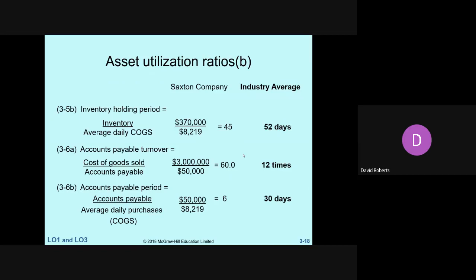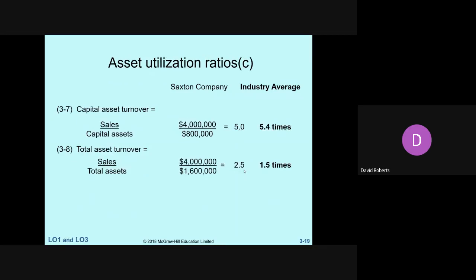In this particular case, the company is paying their bills again too quickly. They're paying them in 6 days, not 30. Why are you not taking the 30 days? Like, you're paying your bills 24 days too early. You and I would not normally do that. That's not good cash flow management.